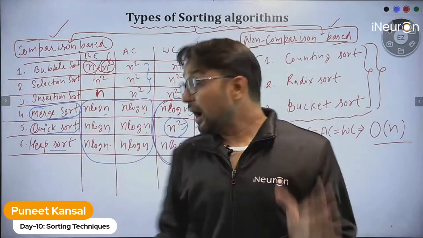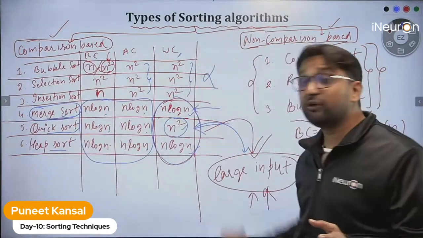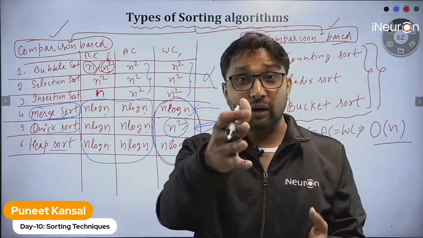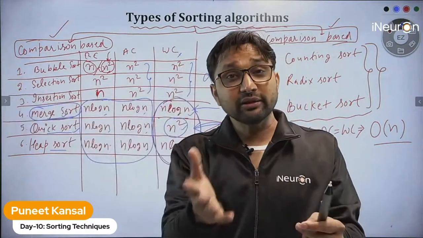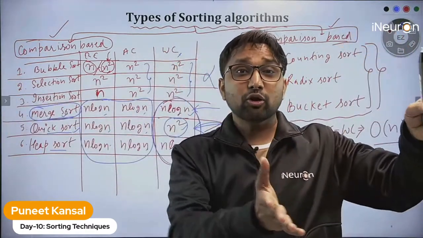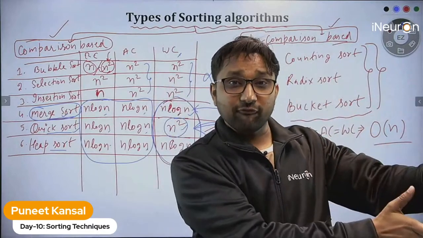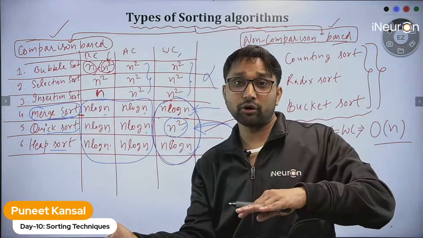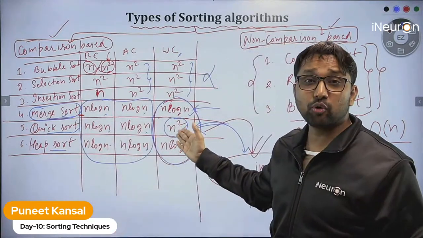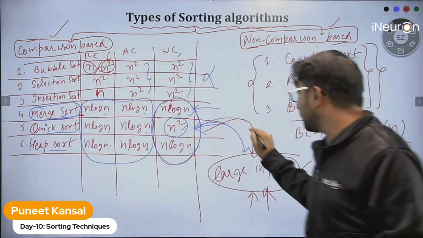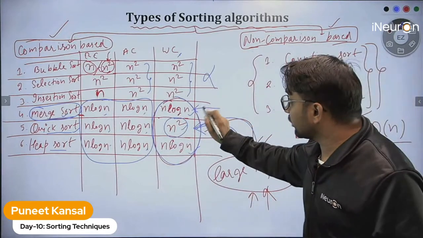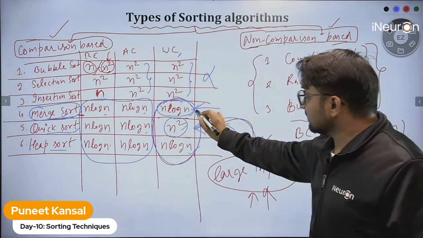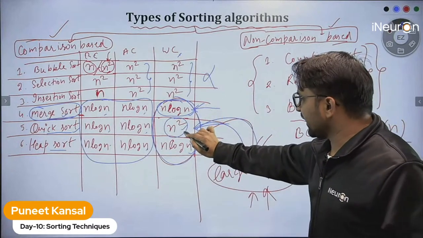But in quick sort, we are not comparing left half elements with the right half, and we do this in the complete algorithm. In merge sort, we keep dividing into halves and keep comparing the left half with the right half. Here you are not comparing. When the input size is very large, asymptotically, this will be n log n, and this one n square.